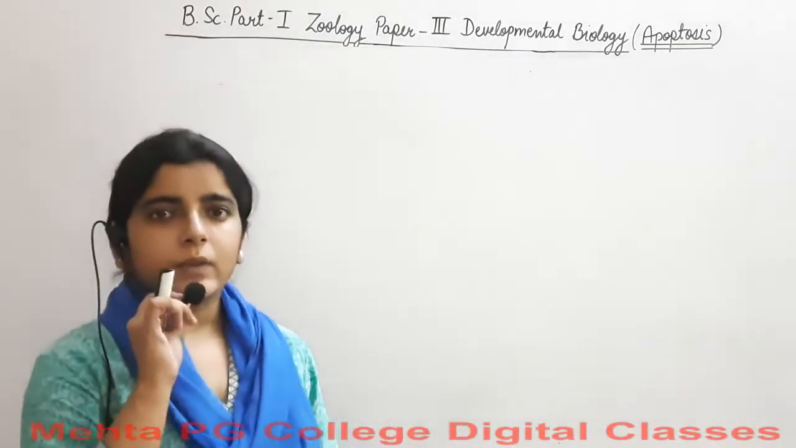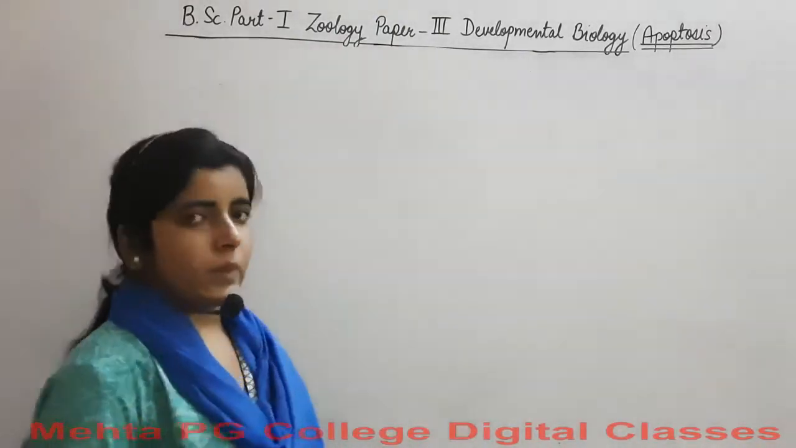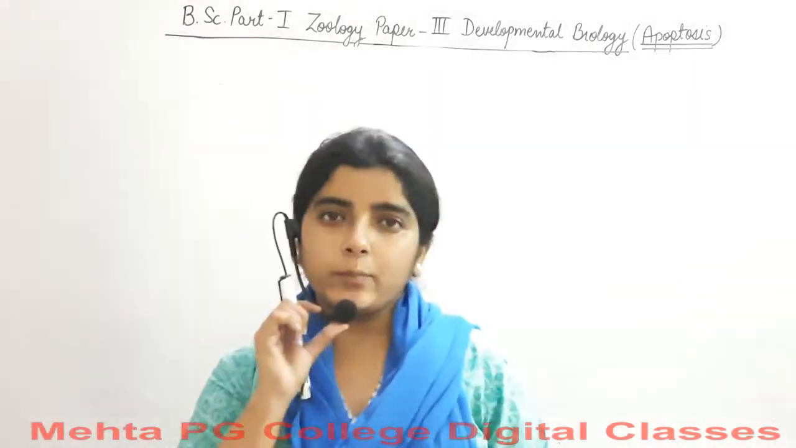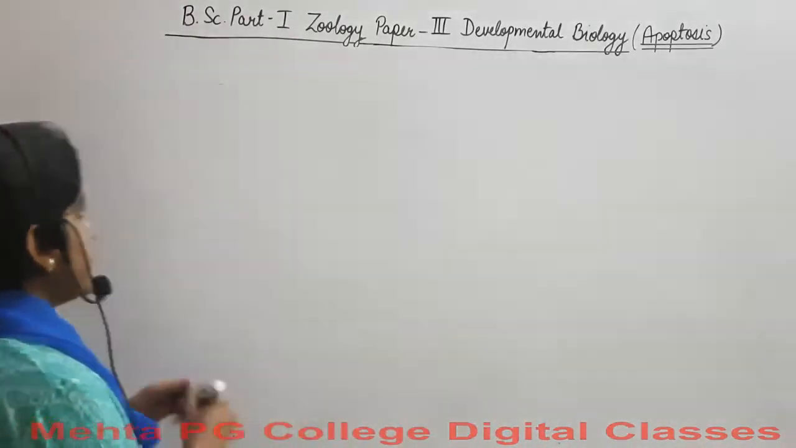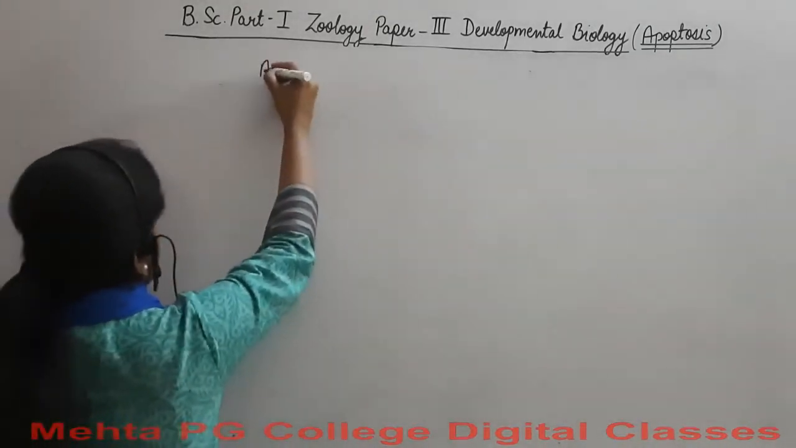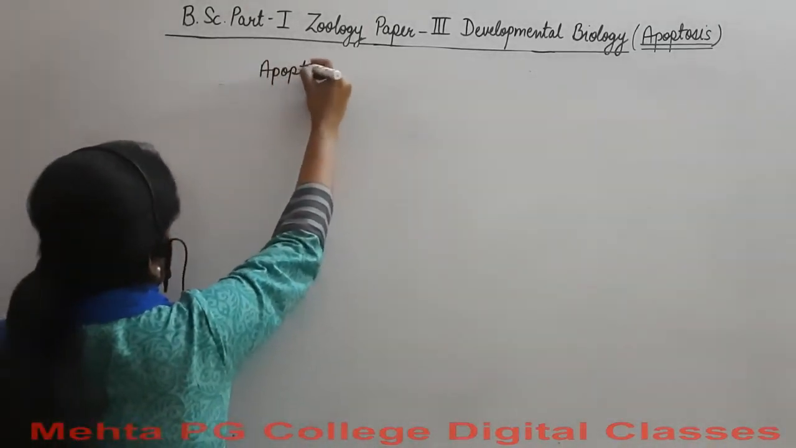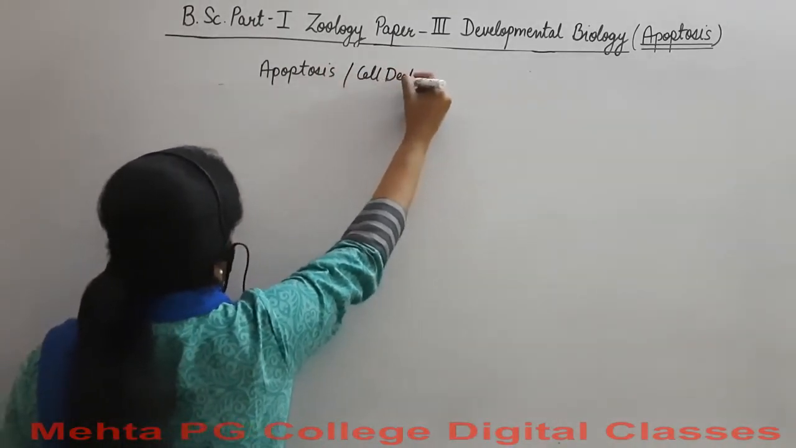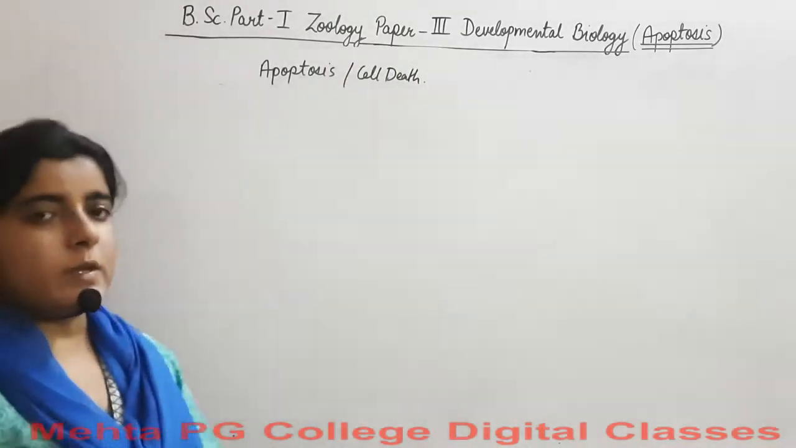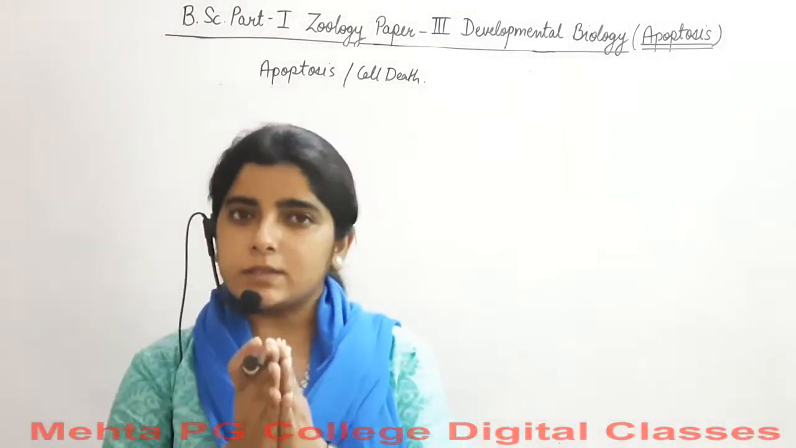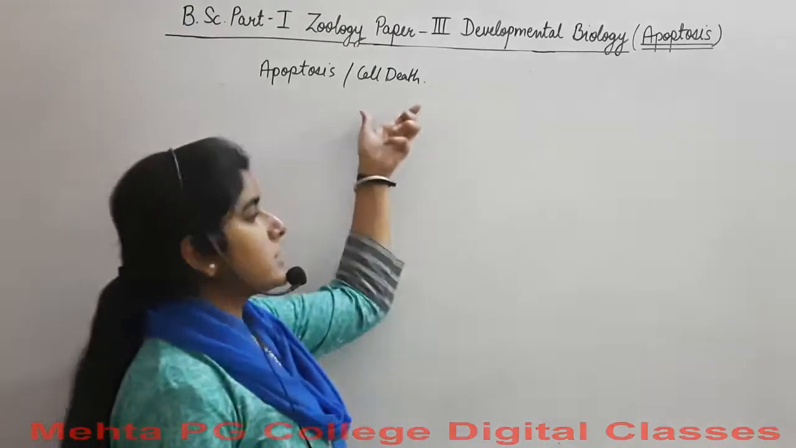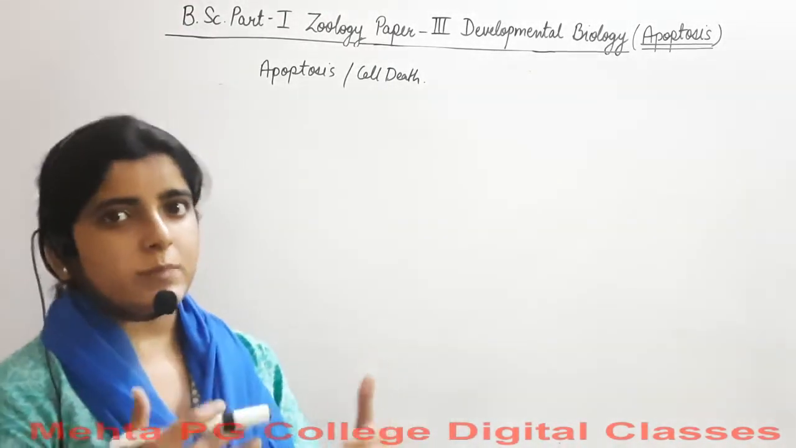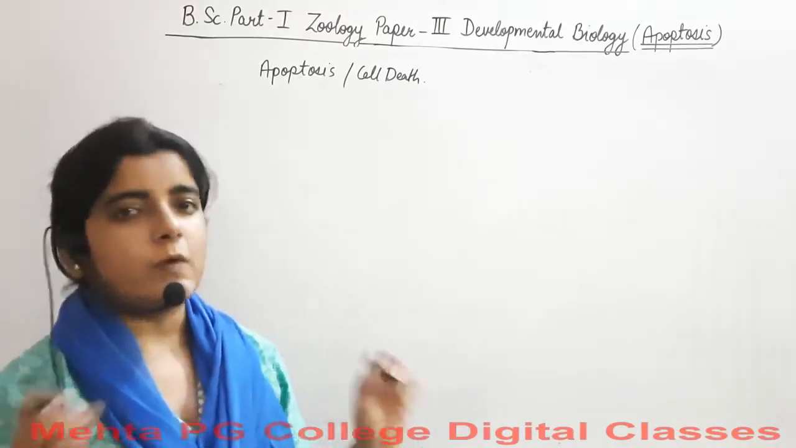So today our topic is apoptosis, right? And what do you mean by apoptosis in general terms? So we can say apoptosis is nothing but cell death, right? Apoptosis is nothing but just the cell death or death of a cell. We can just simplify this in simple words.